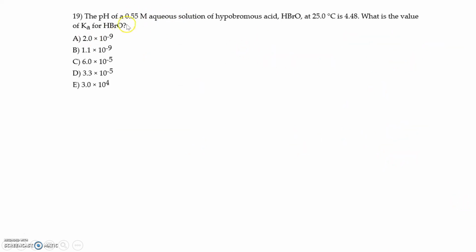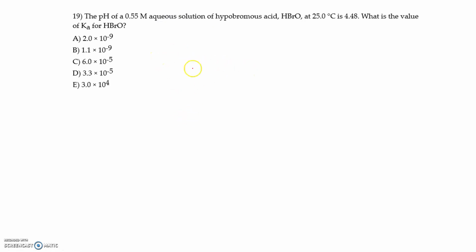Alright, so this is a special type of equilibrium problem with acids and bases where I'm being given the pH of a solution of a weak acid, and I'm being asked to find the Ka. So Ka is the dissociation constant of an acid.